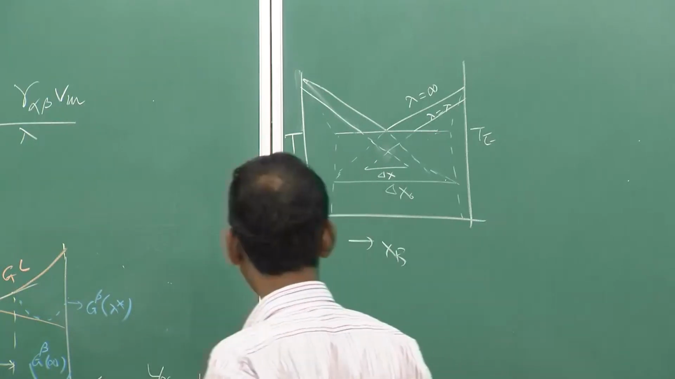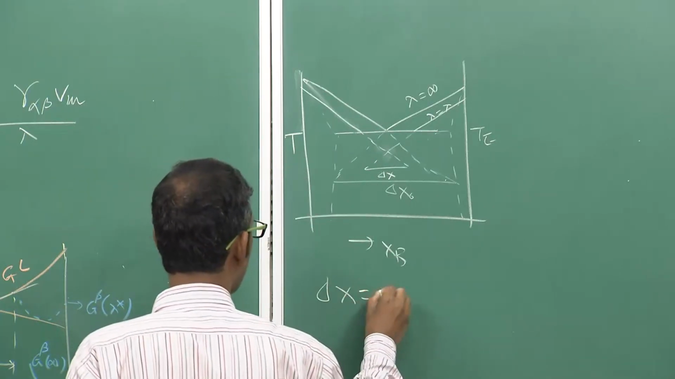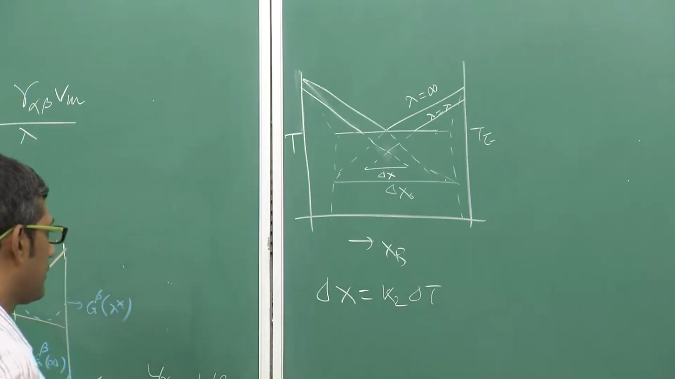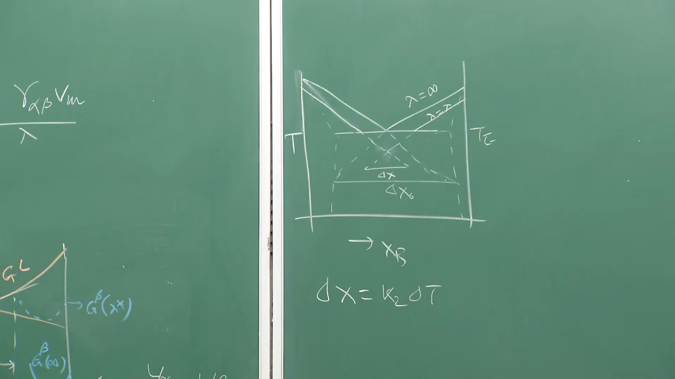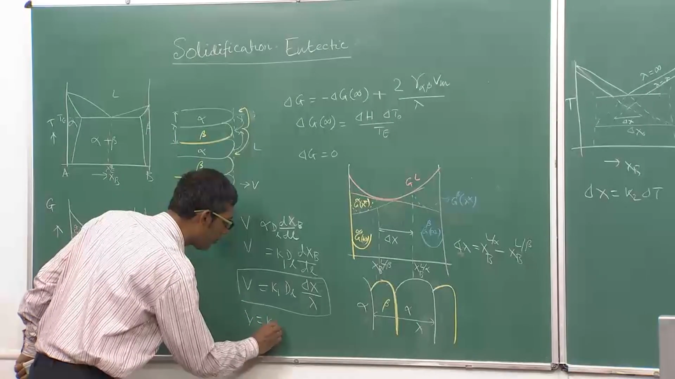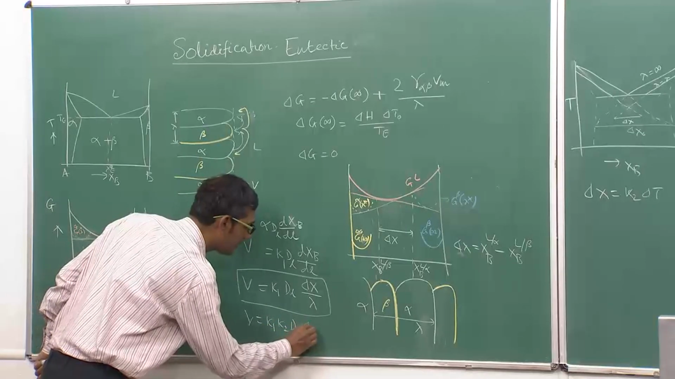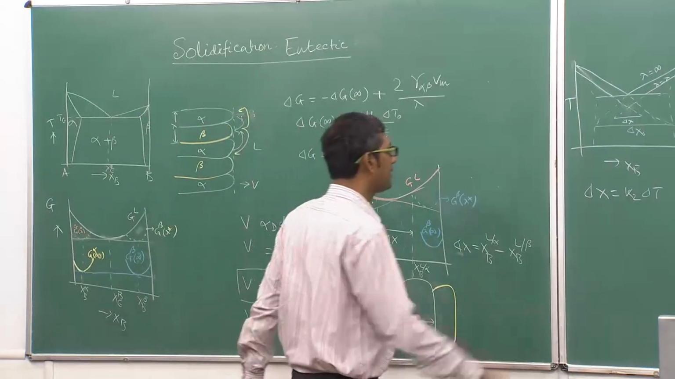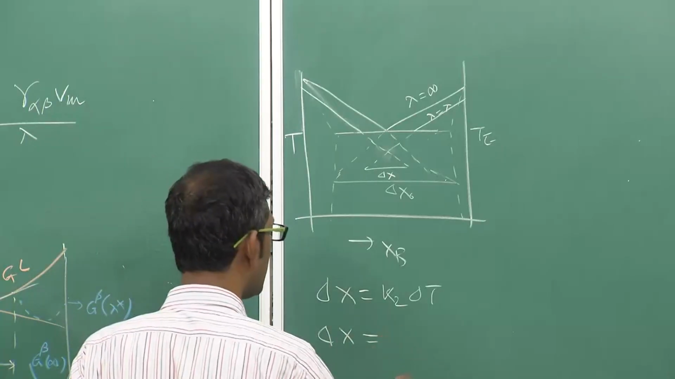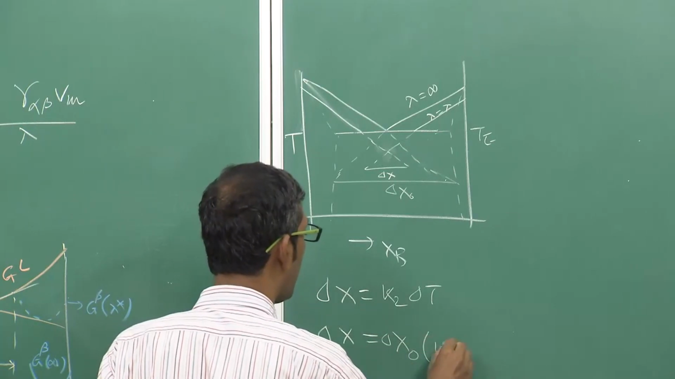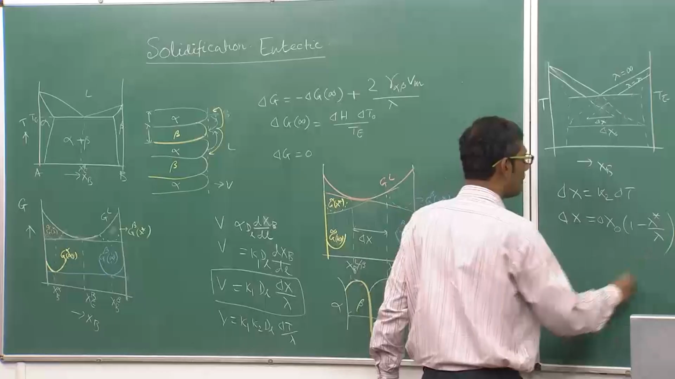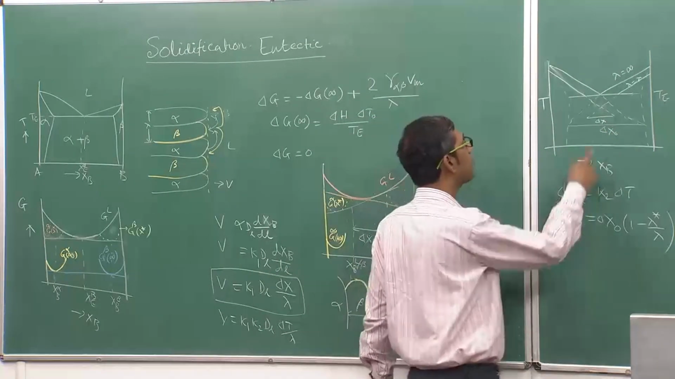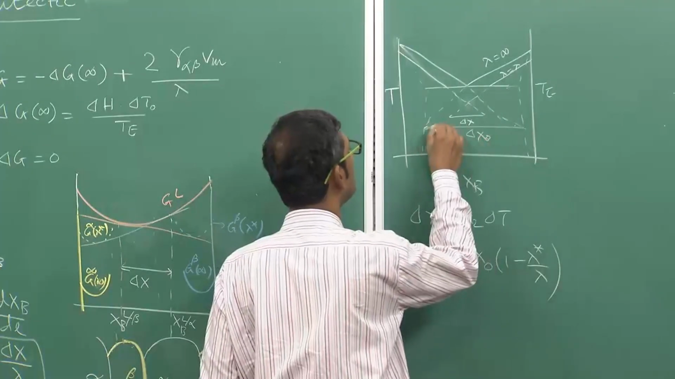As you see here, delta x is basically a constant K2 into delta T, correct? That is what you see here. So we can write that V is equal to K1 into K2 D_l delta T by lambda. Now we also note that this delta x is a function of lambda. Why? Because as you see, when lambda is very large, it is equal to delta x 0.